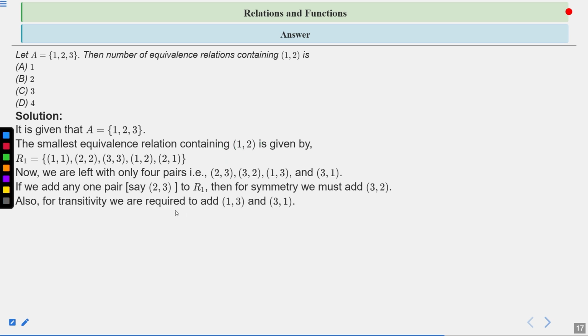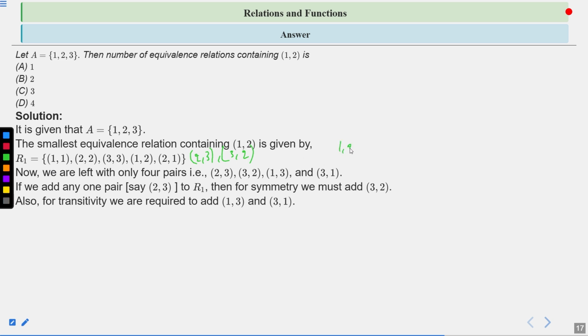Also, for transitivity, we are required to add 1 3 and 3 1, right? For transitivity, clear. Suppose we are adding 2 3 and 3 2, clear. So for transitivity, we must add 1 3 and 3 1, right? Because you can see that 3 3 is there, right?